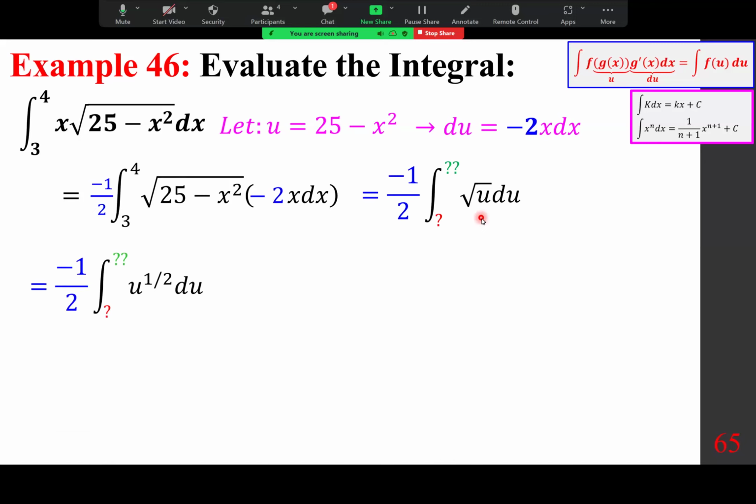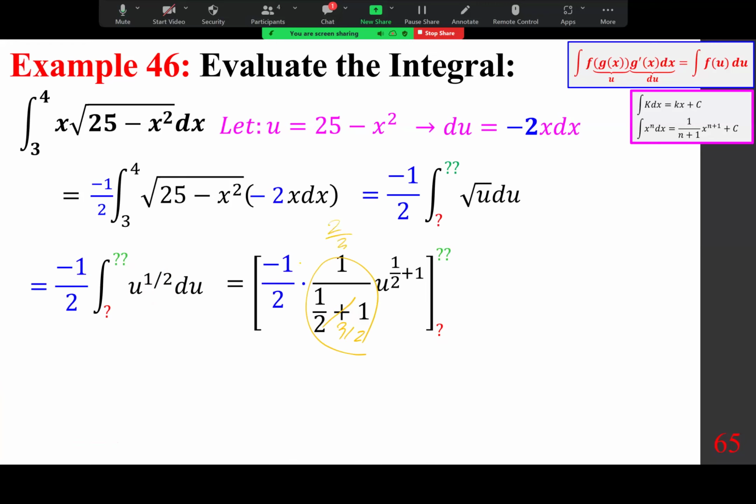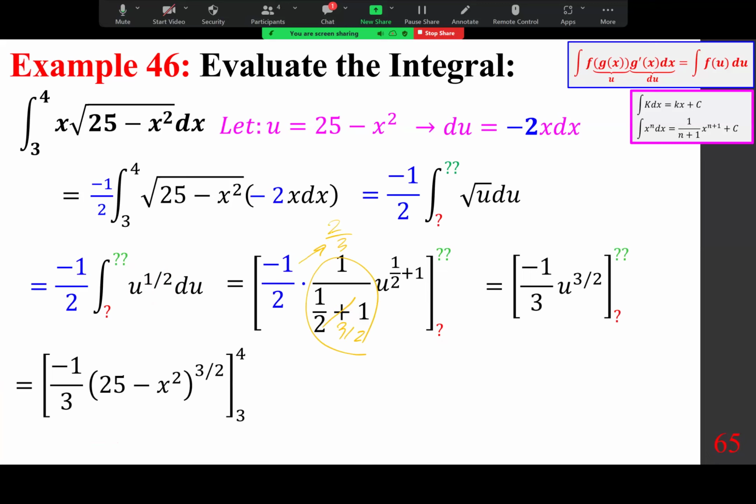We're going to write it as u to the power 1/2. This -1/2 remains. To integrate this, we put 1 over 1/2 plus 1, u to the power 1/2 plus 1. Again, I'm not writing the limits yet. This is 1/2 plus 1, making it 3/2. Its reciprocal is 2/3. The product of these two is -1/3. You can replace the u with 25 minus x squared and put the original limits.